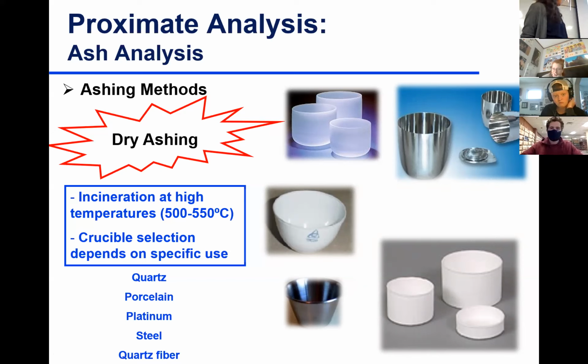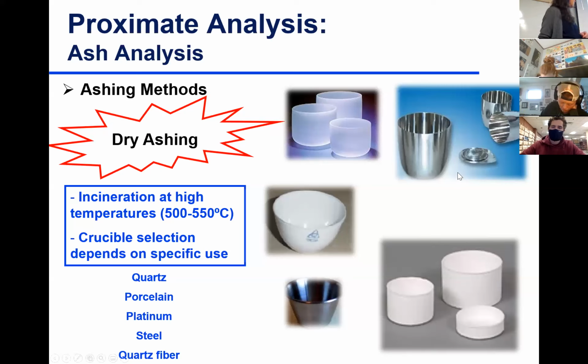The quartz fiber, this is the quartz fiber. It's not reusable, disposable, I meant to say. It is durable, has similar characteristics to the quartz, but the additional benefit is it's porous. So the temperature transfer is faster, so you get ashing faster using these kinds of crucibles.